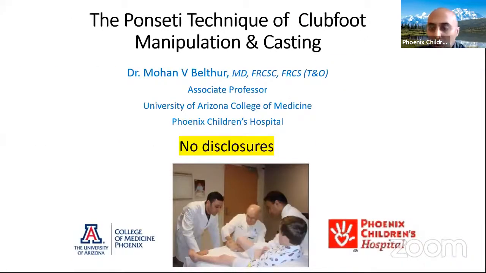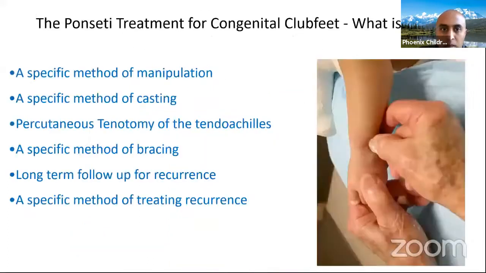As you all know, the Ponseti method of manipulation and casting is a very specific, regimented method, which mainly involves two parts. The first part is called casting, manipulation and casting, where the physician or the healthcare provider does all the work. And then the second part is called bracing, where the parents do most of the work, facilitated by the healthcare team. And in between, most patients require a tenotomy of the tendo Achilles to correct ankle equinus.